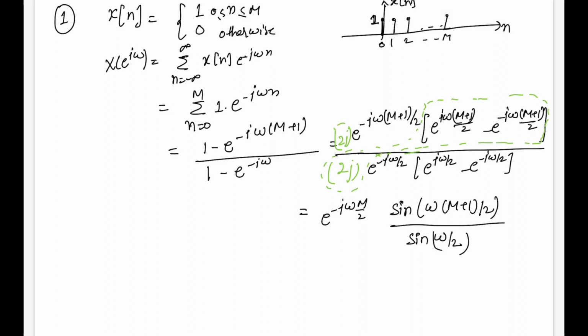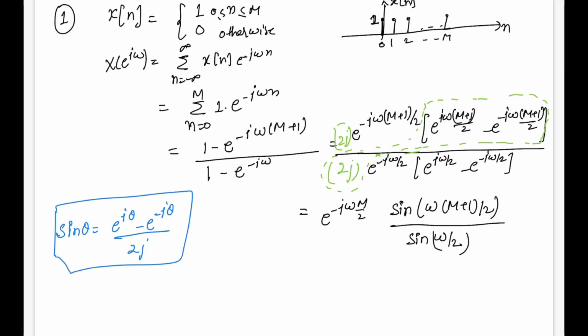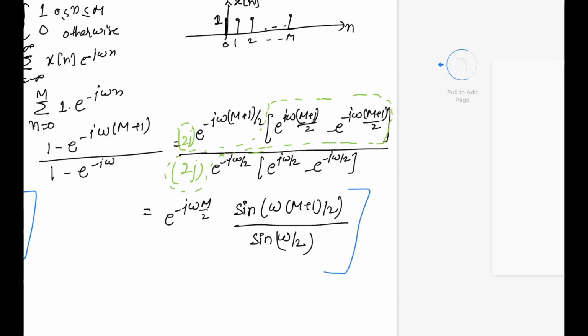Okay, so I'll just write that we have used the property here: sine of theta is equal to (e to the power j theta minus e to the power minus j theta) by 2j. This is the basic formula we have used. Okay, and so fine, in that case this is our final answer. Fine, so now let's move forward to the second problem.